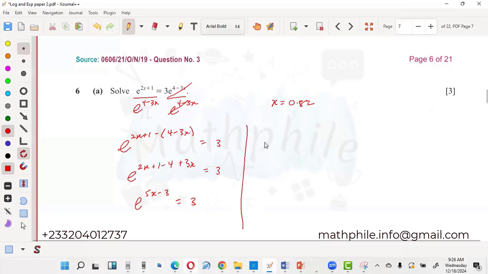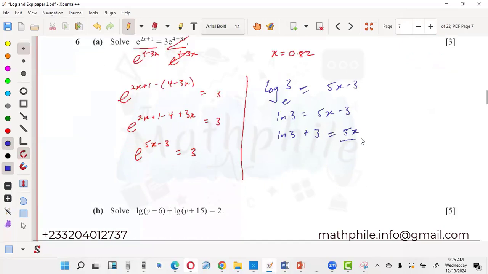Okay, so we can change this one into logarithms. So we can say that log base e of 3 is equal to 5x minus 3. So basically, ln 3 equals 5x minus 3. So ln 3 plus 3 equals 5x. Then divide both sides by 5. So x equals ln 3 plus 3 over 5. This is what you got. Yeah, that's what I got.